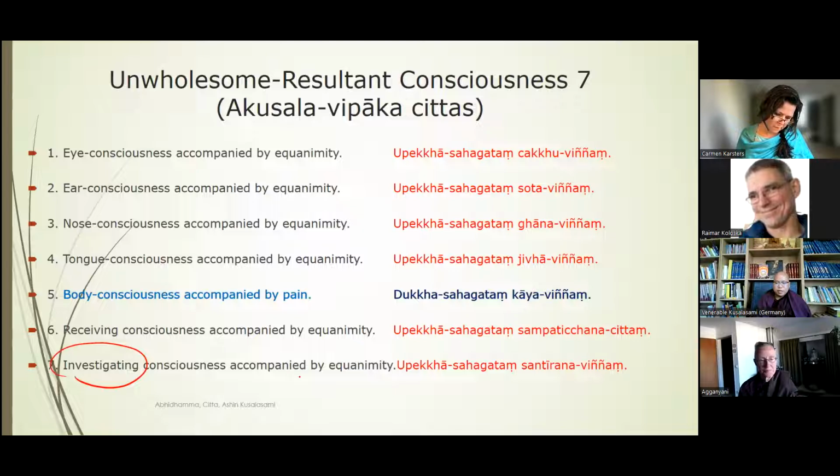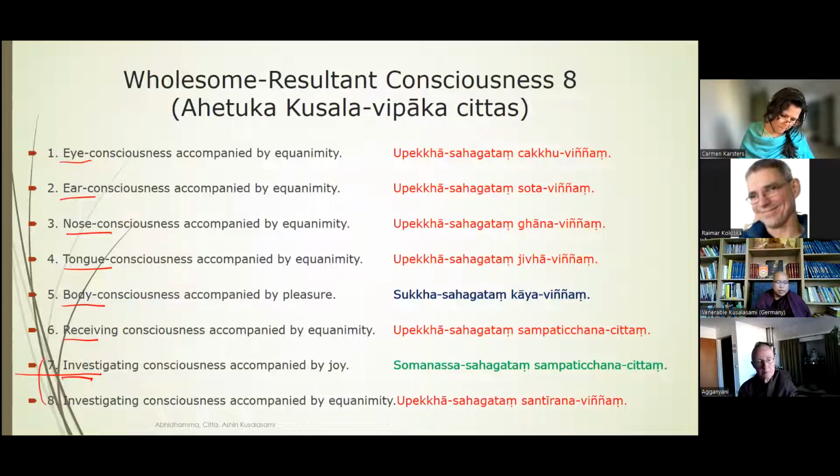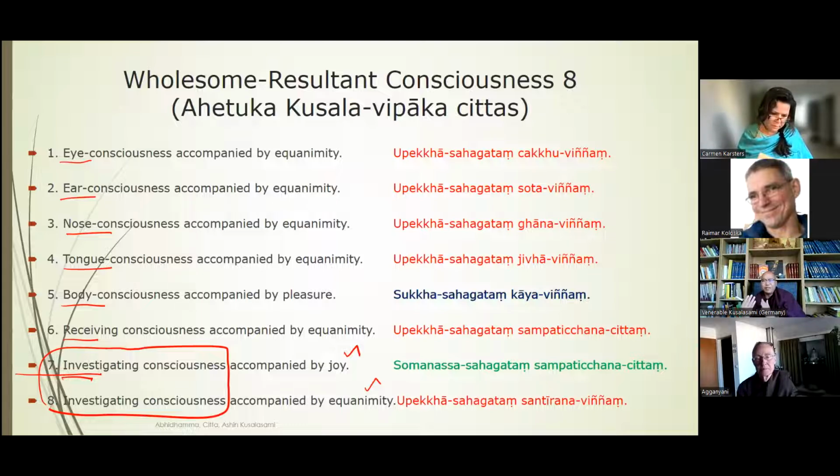Here, investigating consciousness is accompanied by equanimity only. But in wholesome resultant consciousness, investigating consciousness is 2. One is accompanied by joy, one is accompanied by equanimity. There is a lot to talk about this, and you will learn more about this in the 4th chapter. But in this class, it's only until the 3rd chapter. If you want to learn more, we can continue. This wholesome resultant consciousness is caused by wholesome, beautiful consciousness. After 18, you will have to learn later; we haven't finished wholesome consciousness.